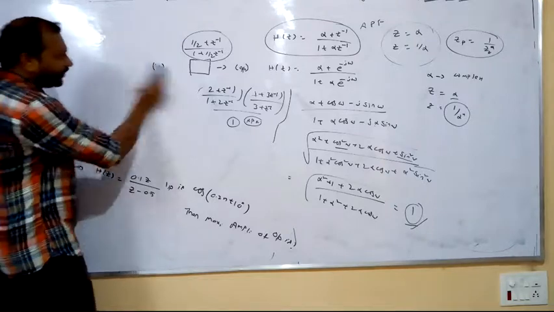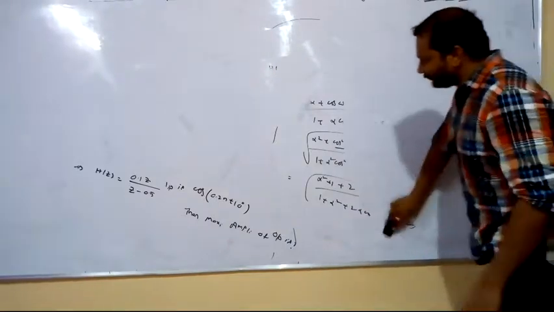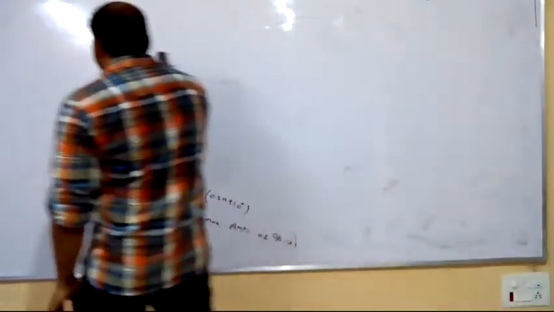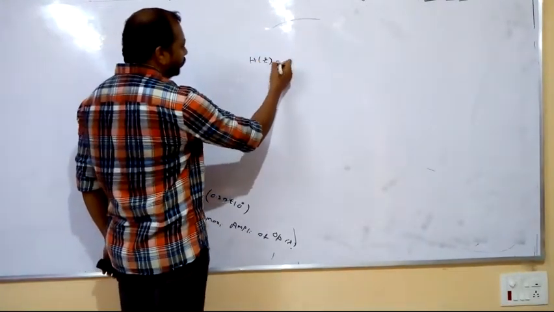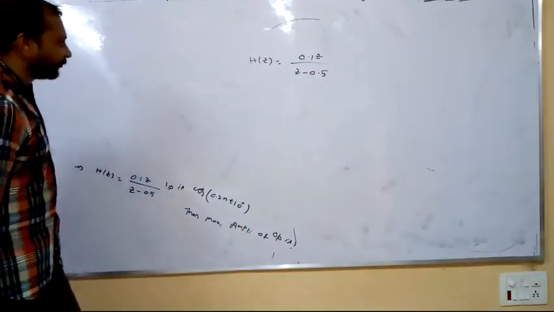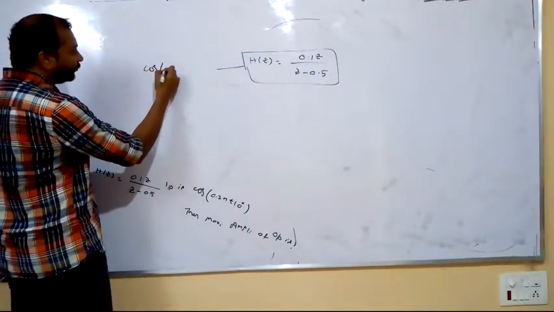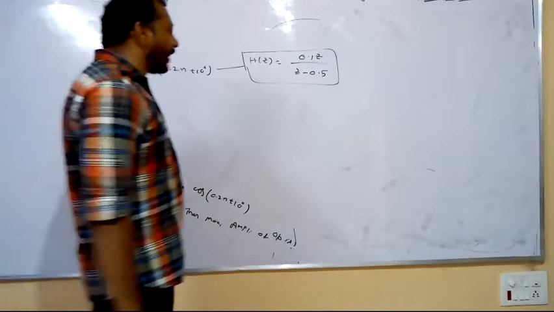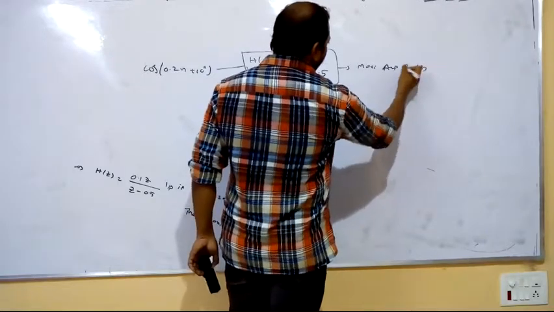The next one. H of z is equal to 0.1 z upon z minus 0.5, and the corresponding input is given as cos of 0.2 n plus 10 degrees. Then what is the maximum amplitude of the output? What is the maximum amplitude of the output?